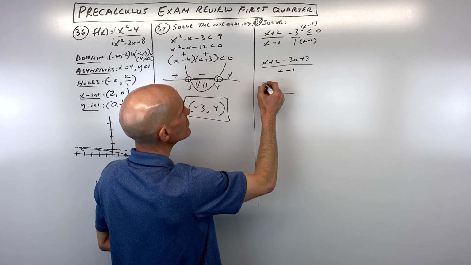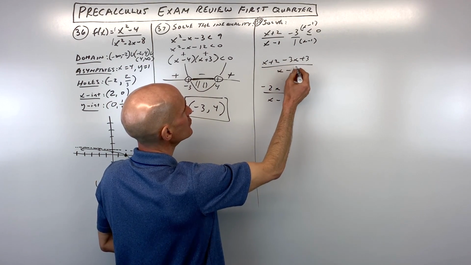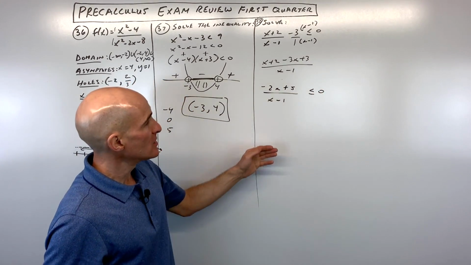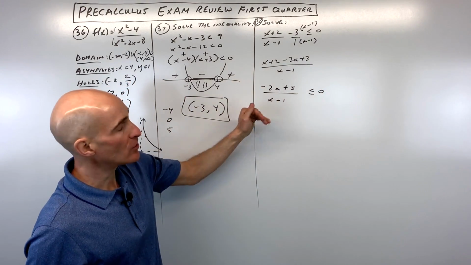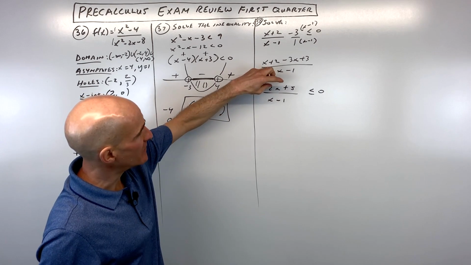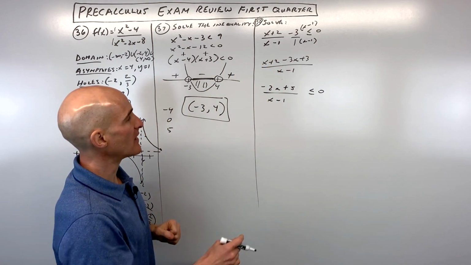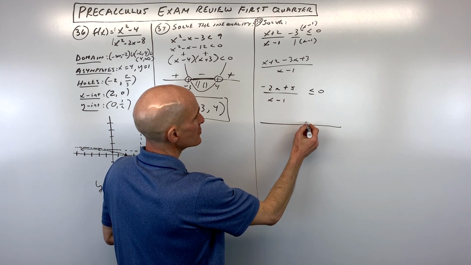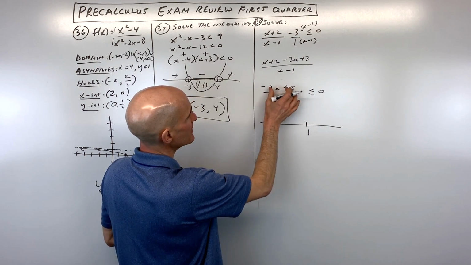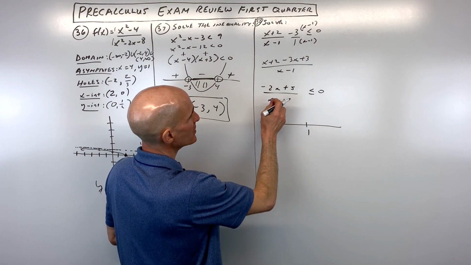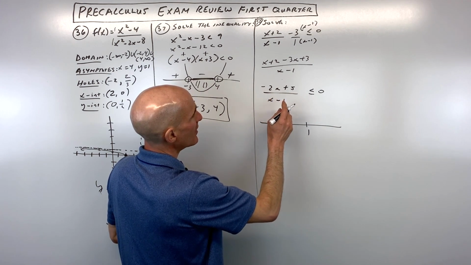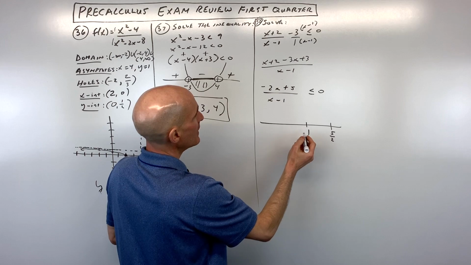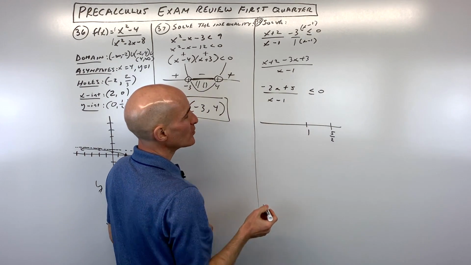So if we combine like terms, we get negative 2x, 2 plus 3 is 5, and we want this to be less than or equal to 0. So now what you're going to do with these rational inequalities is set the numerator's factors and the denominator's factors equal to 0. So if we do that, we get x minus 1 equals 0, that's going to be x equals 1. If we set the numerator's factor to 0, we're going to get negative 5 divided by negative 2, that's going to be 5 halves. Okay, that's like 2.5. And we want it to be less than or equal to 0.